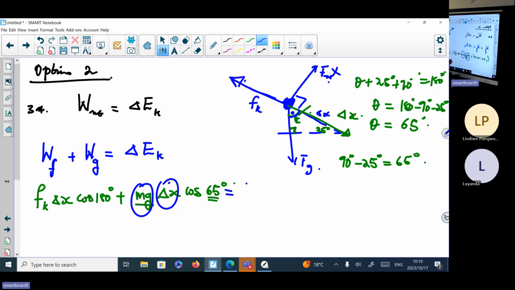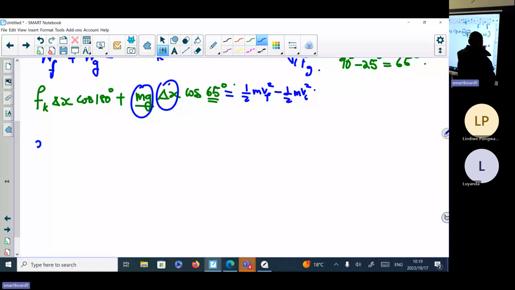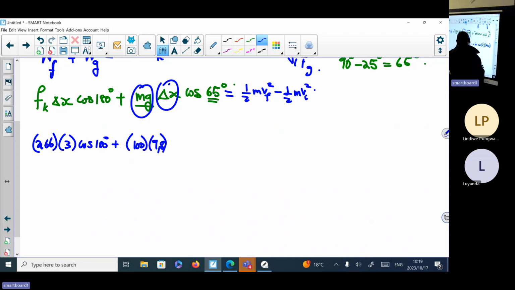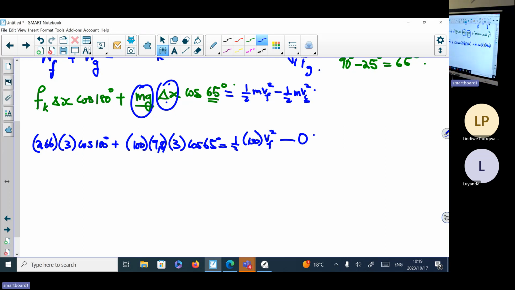And then the change in kinetic energy, half mv squared minus half mv squared. So this is the second way of doing this. Then we can easily substitute: frictional force 266, displacement 3 meters, angle 180 degrees; mass of the object 100, gravitational acceleration 9,8, displacement 3, angle 65 degrees; mass 100, final velocity squared. It started from rest, so this will be 0. The initial kinetic energy of the object is 0 since the initial velocity was 0.